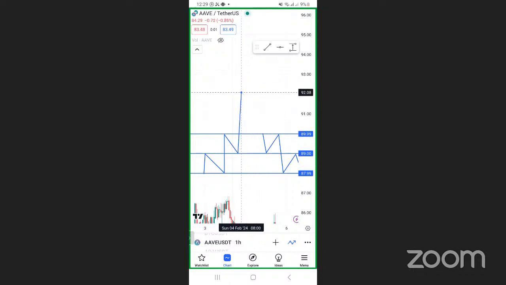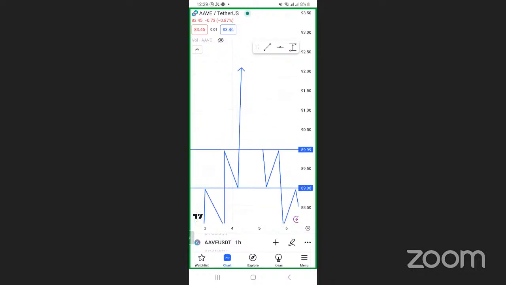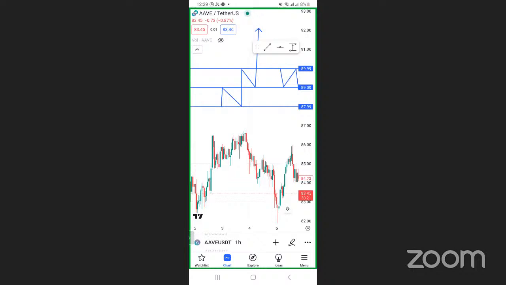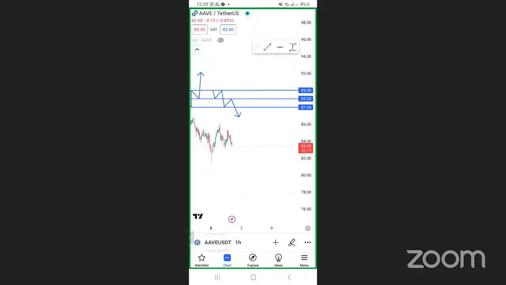Now, as a trader, you should be very, very aware of those support and resistance points. We call them important prices. You get it? Now, which one is the resistance? Which one is the support? Now, let me just show you.